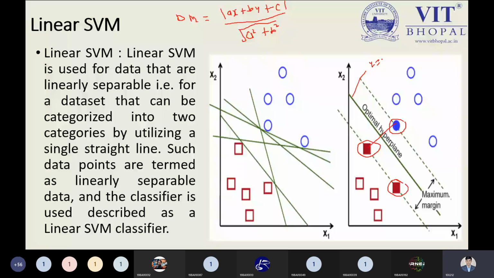So this is to be done by the SVM, and this is what we have in the linear SVM. Okay, now tell me, is this linear SVM clear?